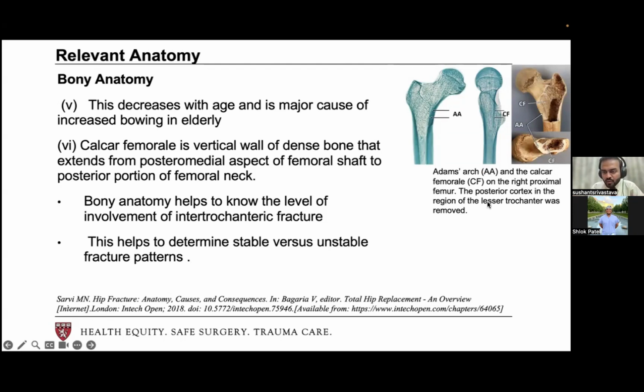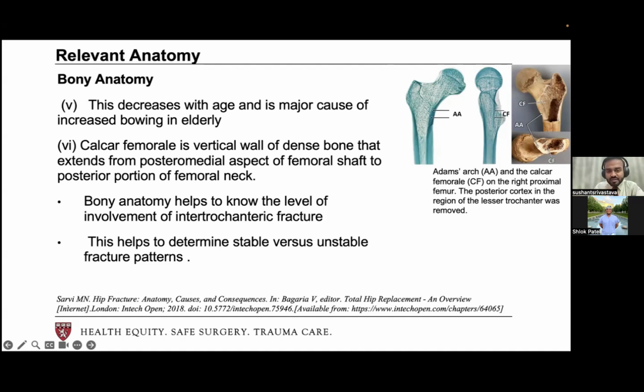In the old literature, there was a lot of talk about Adam's arch. So, what is this Adam's arch? The Adam's arch is present on the medial part of your intertrochanteric region. More research was done, and then they understood that this area, which encompasses the Adam's arch, is actually the calcar femorale. This diagram gives you a proper perspective and view of the Adam's arch and the calcar femorale.